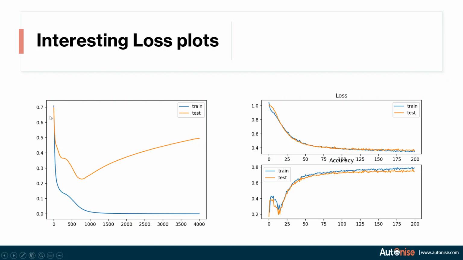So you can see that the training loss keeps on decreasing and goes to zero, whereas the testing loss reduces and then starts increasing. So what is the phenomenon which is happening over here? Please pause the video and have a thought on this.